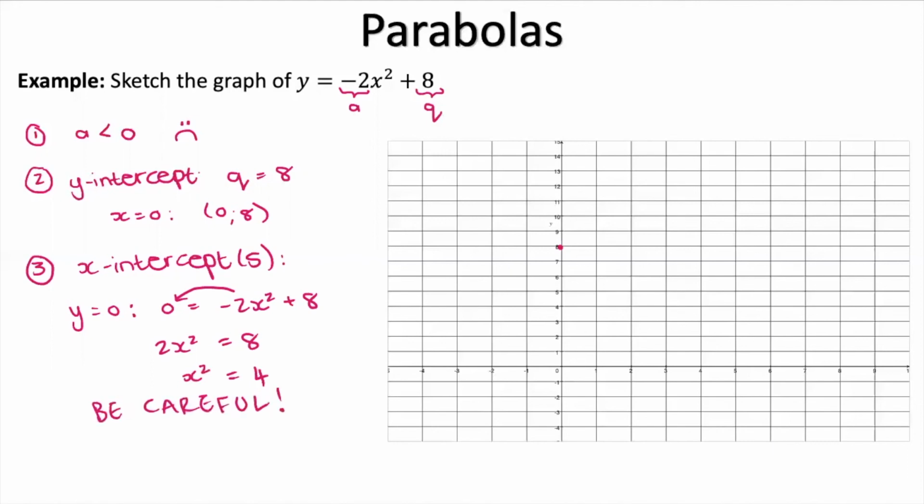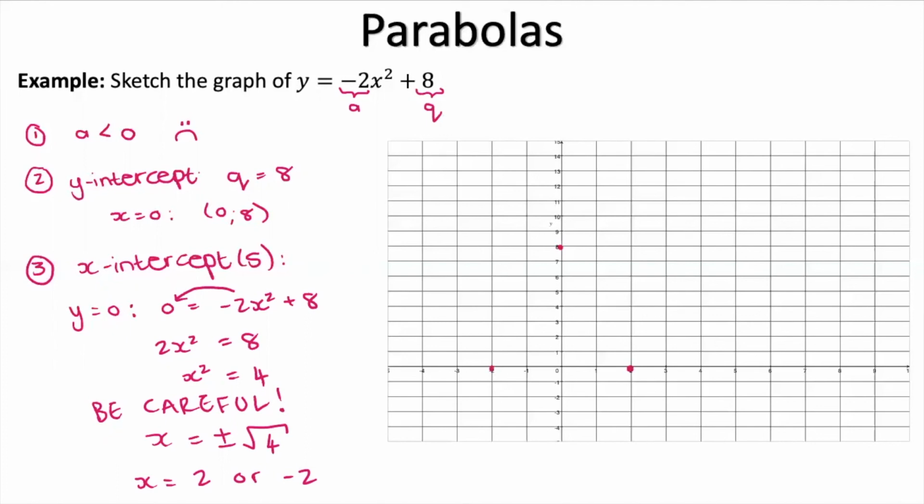Now, please be careful. Before you want to jump the gun and say that x is equal to 2, please remember that x is equal to plus or minus the square root of 4. So that means that x is equal to positive 2 or negative 2. Remember, negative 2 all squared is 4, and positive 2 all squared is 4. So we have 2 possible numbers that will give us a value of 4 when being squared. So now I'm going to plot x equals 2 and x equals minus 2 on my graph.